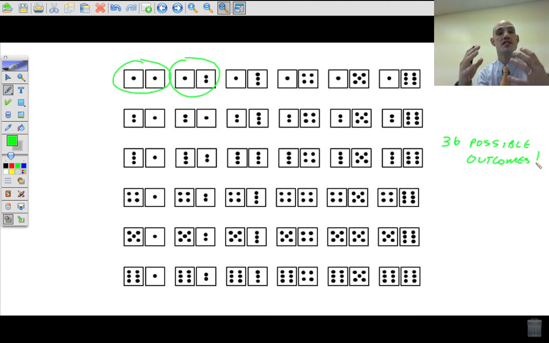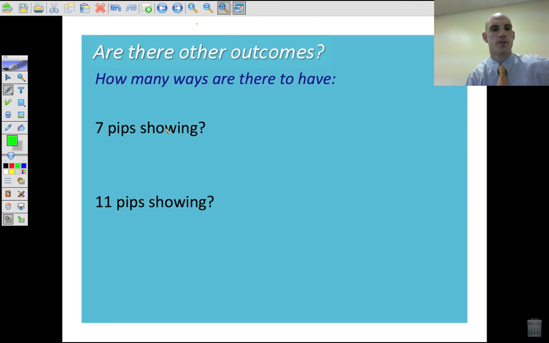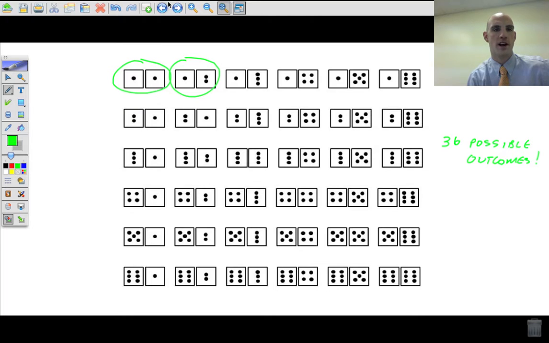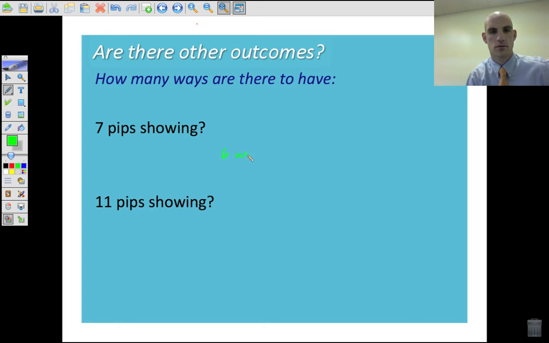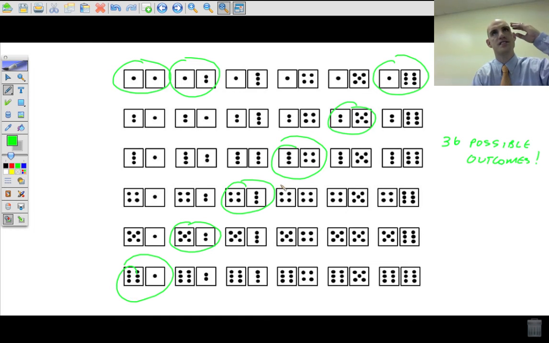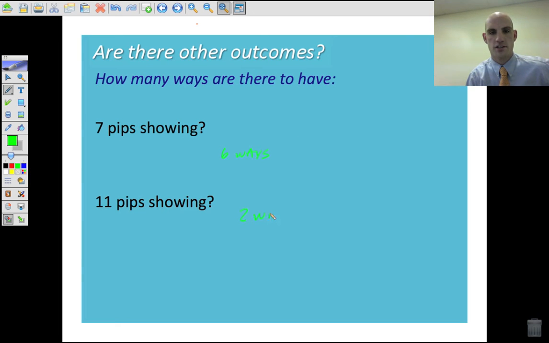Well, what does that mean for us? Now we can start to use this observable outcome, because look what happens. How many ways are there to show 7 pips showing? Well, if we have this giant chart, where do we see a 7? Oh, 1 and a 6, there's 1. There's 2 and 5, 4 and 3, 3 and 4, 5 and 2, 6 and 1. Are there any other possibilities? No, just this row. So there's 6 ways to show that. What about for 11 pips showing? Well, I'm thinking 6 and 5, so I've got a 6 and a 5 here, and I've got a 5 and a 6 here. Okay? So there's only 2 ways to show this.